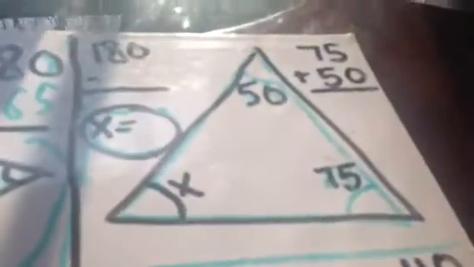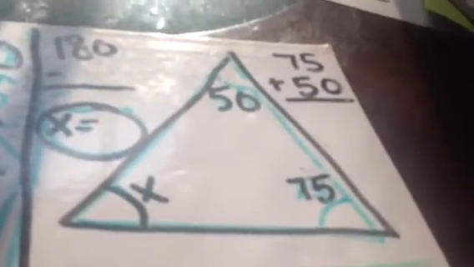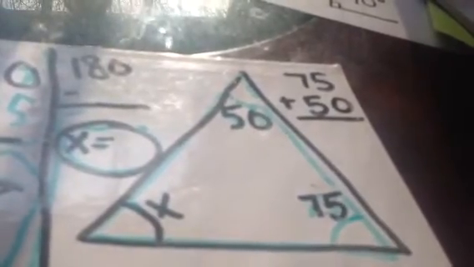Now, can you solve this one? If you add up 75 and 50, you get 125. Then, you'll subtract that from 180. And I'll let you do the math for a second. The answer is 55.